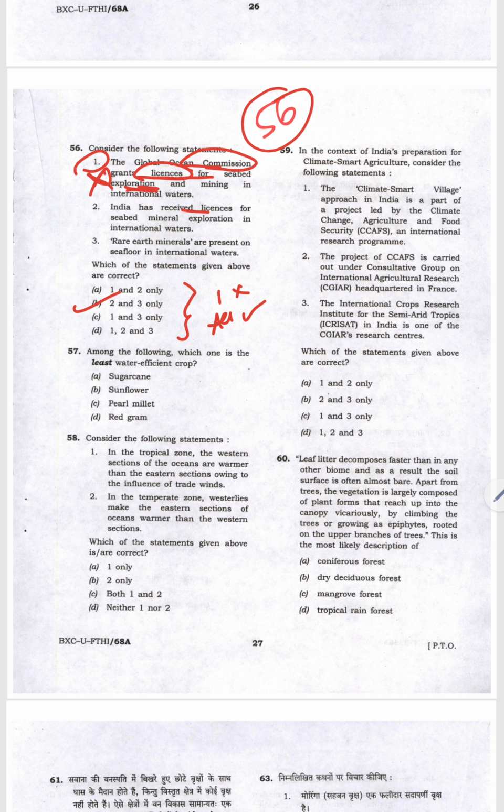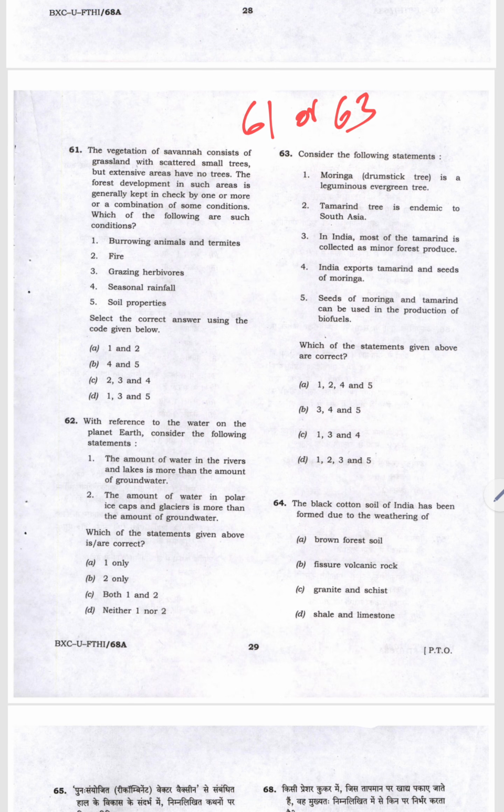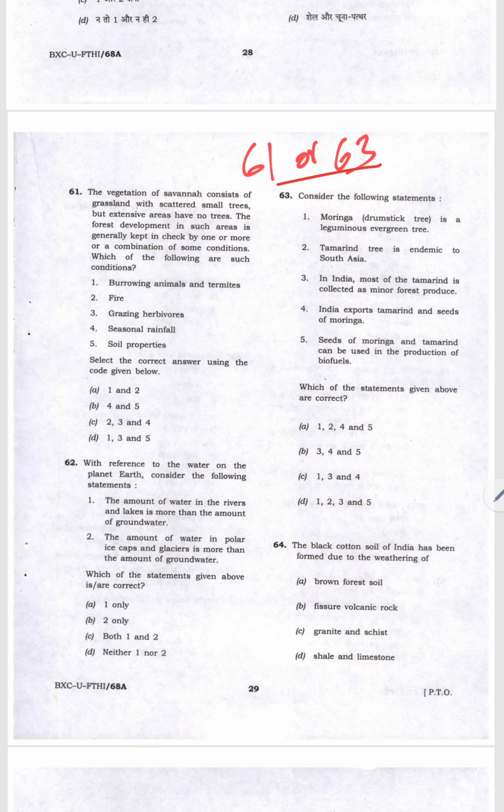India has received licenses for seabed mineral exploration. Yes, definitely. Rare earth minerals are present, yeah, they can be present, right? So 2 and 3 can be right. So this is how you need to analyze. See, this is also the fourth type of question, the same kind of model I'm talking about. Got it?